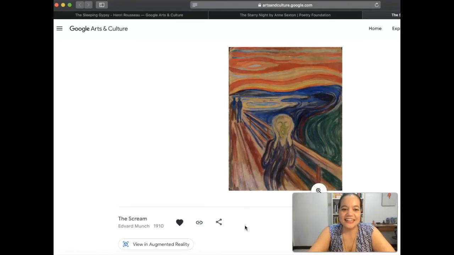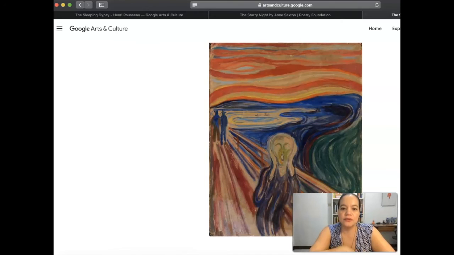Let's take a look at it. So this is by Edward Munch from 1910. So the first thing that you'll do when getting the students to think about how they want to write a poem about this is to bring up the questions that you brought up in lesson 1. How does this painting make you feel? What does it look like?